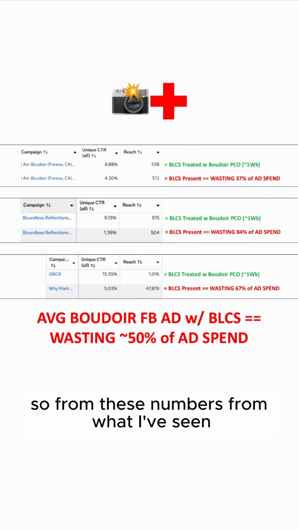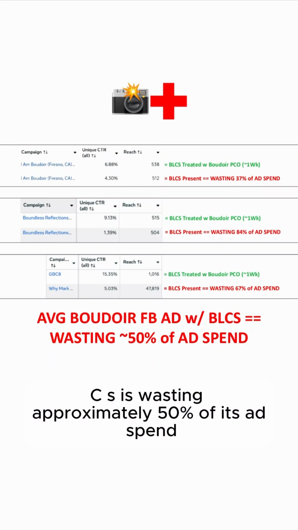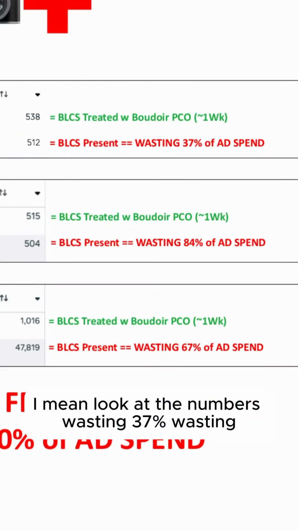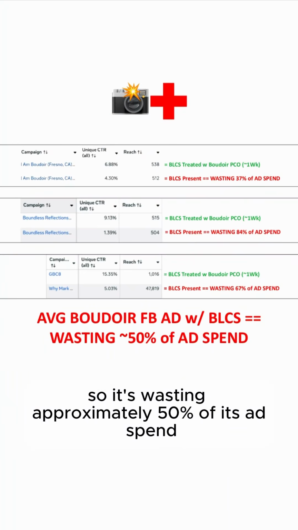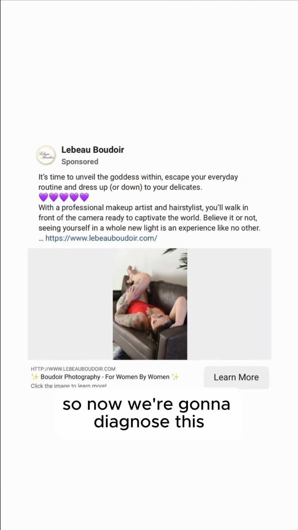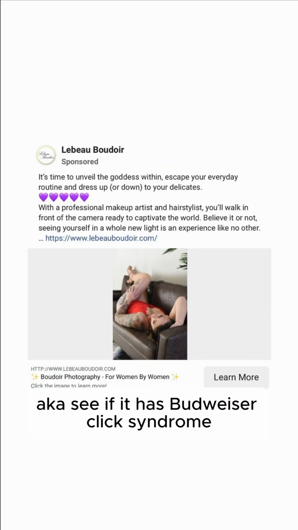So from these numbers, from what I've seen, the average boudoir Facebook ad with BLCS is wasting approximately 50% of its ad spend. I mean, look at the numbers, wasting 37%, wasting 84%, wasting 67%, so it's wasting approximately 50% of its ad spend. Now we're gonna diagnose this if we believe its unique CTR is under 6%, aka see if it has boudoir low click syndrome.